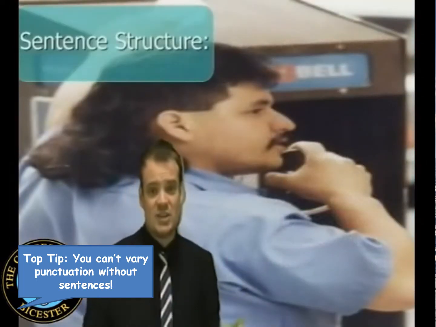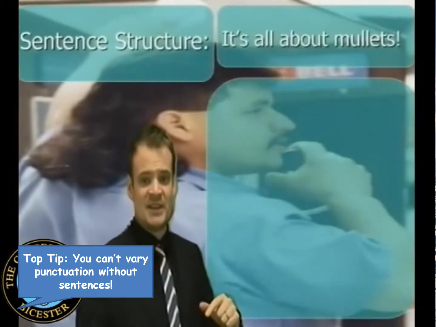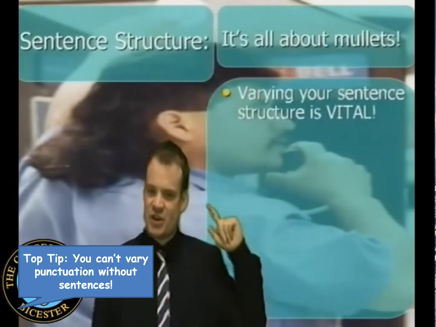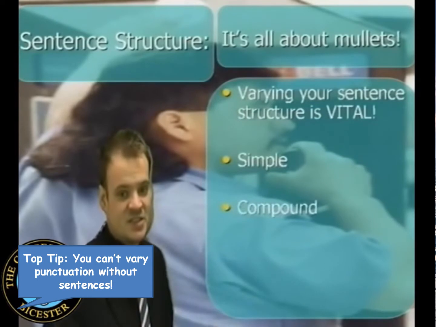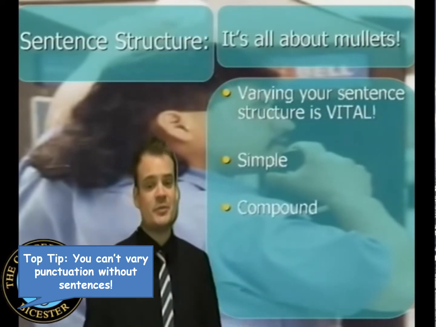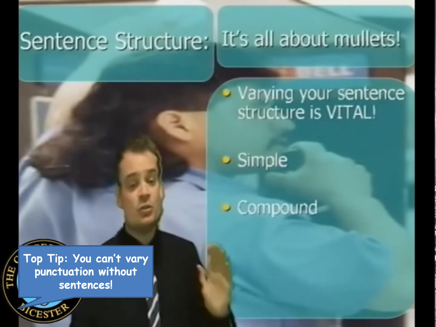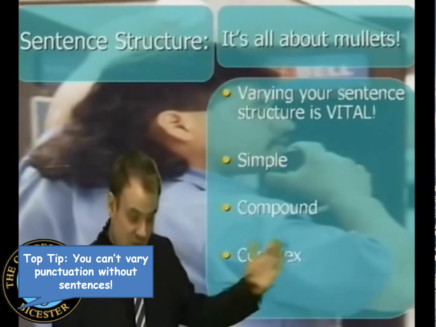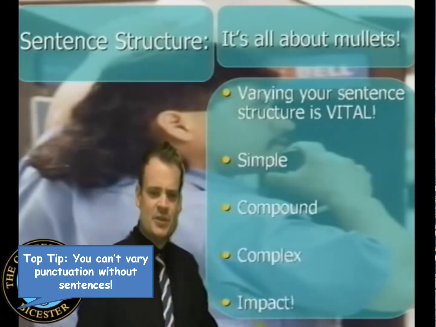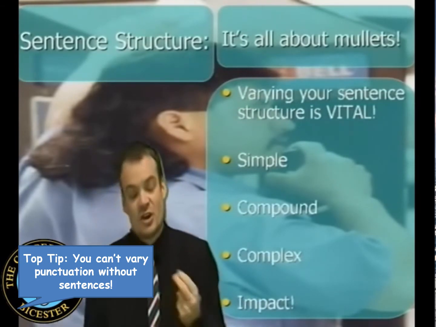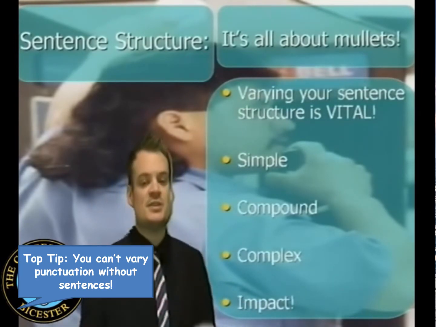So just a quick recap. It's all about mullets. It's vital to get this right. It's vital to remember these rules. Simple sentences, 1 piece of information. Compound sentences, 2 pieces of information joined with a connective in the middle, no comma. Complex, put the connective first, put the comma separating the 2 clauses, and then finally use them for impact, throw in that short, snappy 1-word sentence, and you cannot go wrong.